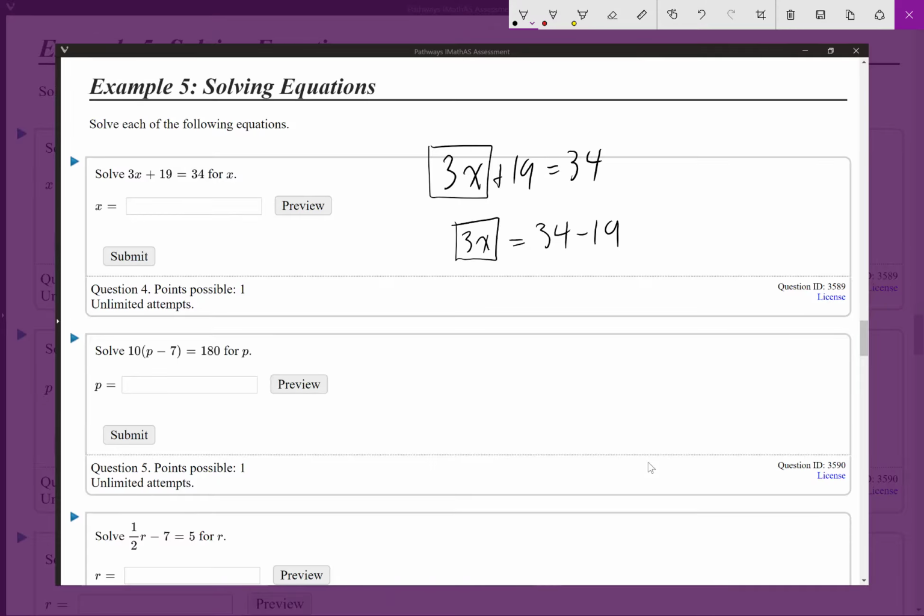Now this tells us that 3 times some number must be equal to 34 minus 19. And therefore, the number must be 1/3 times as large as 34 minus 19. And therefore, x is equal to 1/3 times 34 minus 19. And we can actually rewrite this as 34 minus 19 divided by 3. So let's try this out.